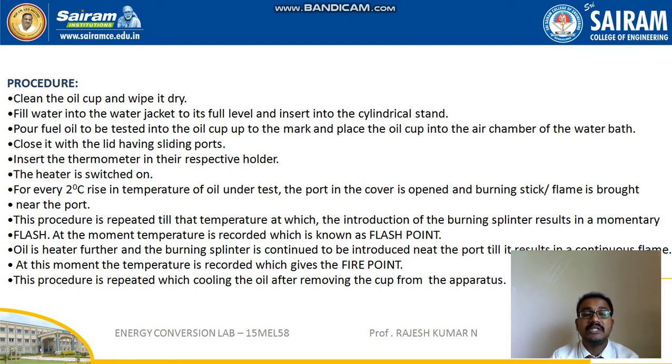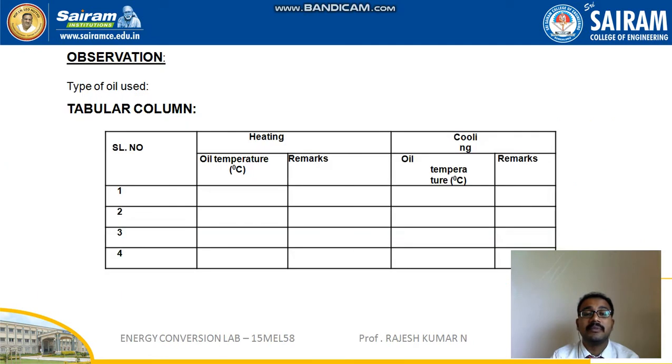For every 2 degrees Celsius rise in temperature of the oil under test, the port in the cover is opened and a burning stick or flame is brought near to the port. This procedure is repeated till the temperature at which the introduction of the burning splinter results in a momentary flash. At that moment the temperature is recorded, which is known as the flash point. The oil is heated further and the burning splinter continues to be introduced near the port till it results in a continuous flame. At this moment, the temperature is recorded, which gives the fire point. This procedure is repeated after cooling the oil and removing the cup from the apparatus.